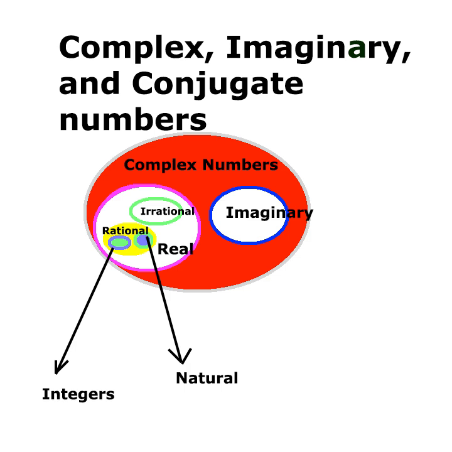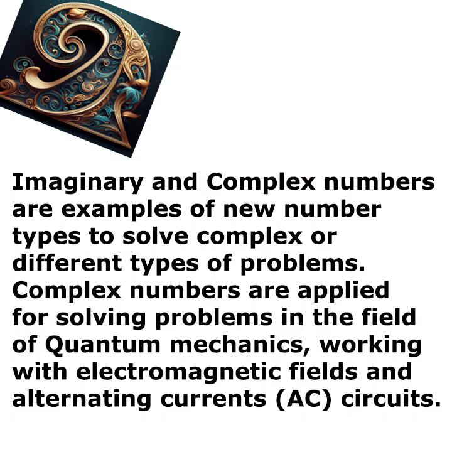Imaginary, complex numbers and conjugate numbers. Imaginary and complex numbers are examples of new number types. To solve complex or different types of problems, complex numbers are applied for solving problems in the field of quantum mechanics, working with electromagnetic fields and alternating current circuits.